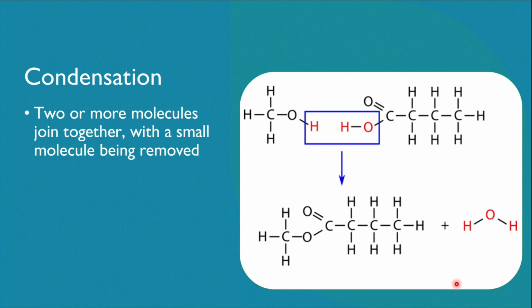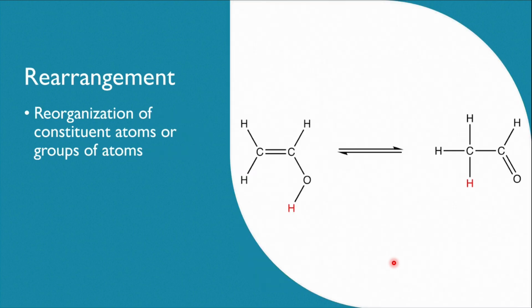An esterification is a condensation reaction in which an ester is formed from an alcohol and a carboxylic acid. Esterification is a condensation reaction because a water molecule is produced in the reaction. The reaction is catalyzed by a strong acid, usually concentrated sulfuric acid. When butanoic acid is heated in excess methanol and a few drops of sulfuric acid are added, the ester methyl butanoate is produced. A molecule sometimes undergoes reorganization of its constituent atoms or groups of atoms.